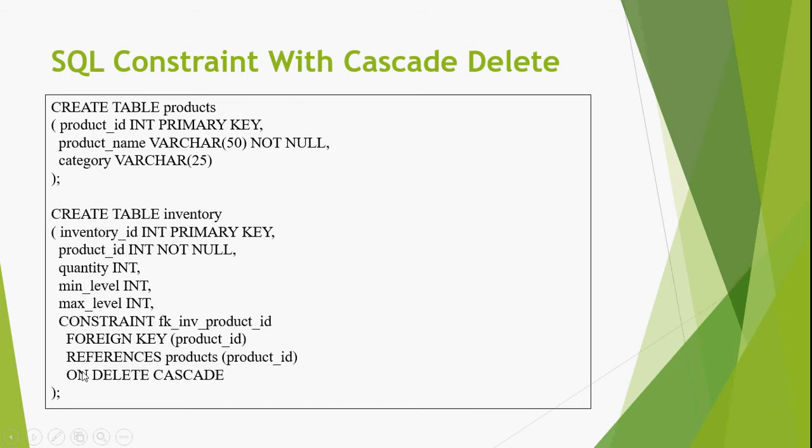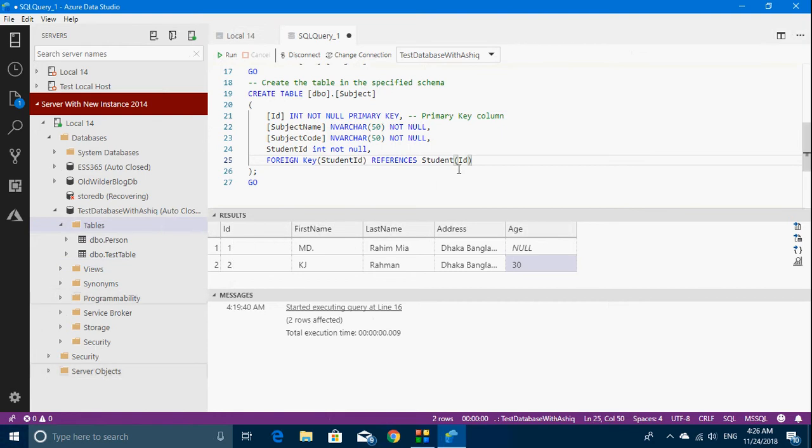And on delete cascade, so when to use these things and when not. So when we are deleting any student information, then it will delete all the child information automatically. So when the student is deleted, then we don't need this subject information. So the on delete cascade is on.